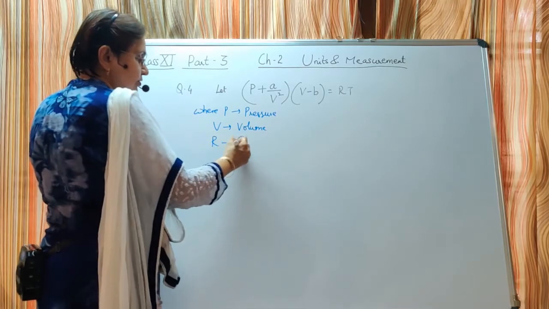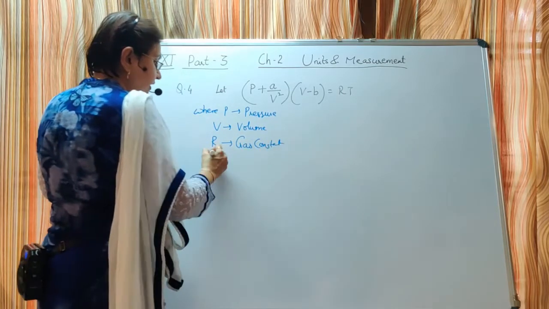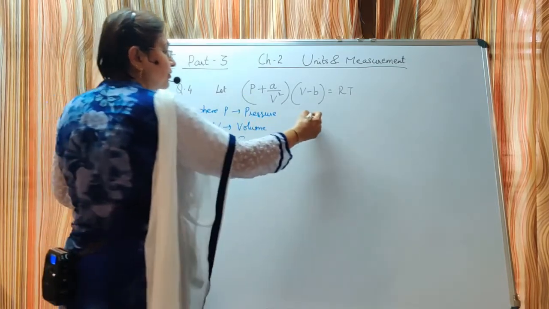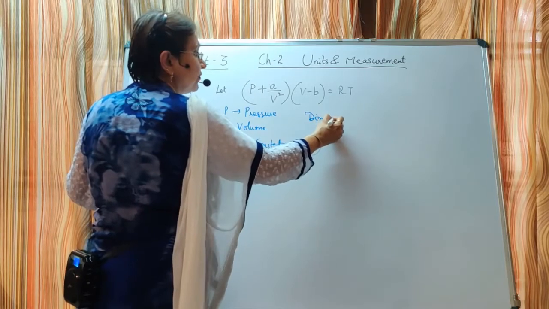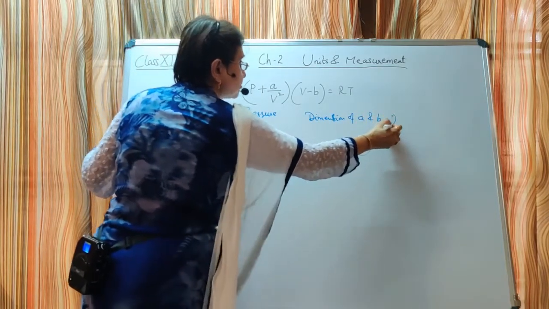R is the universal gas constant, and T is the temperature. Now here you have to find out the dimension of A and B. The dimensions of A and B have to be determined.